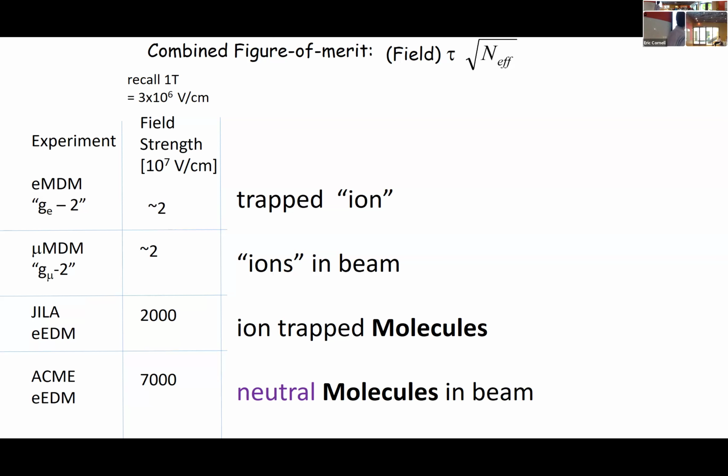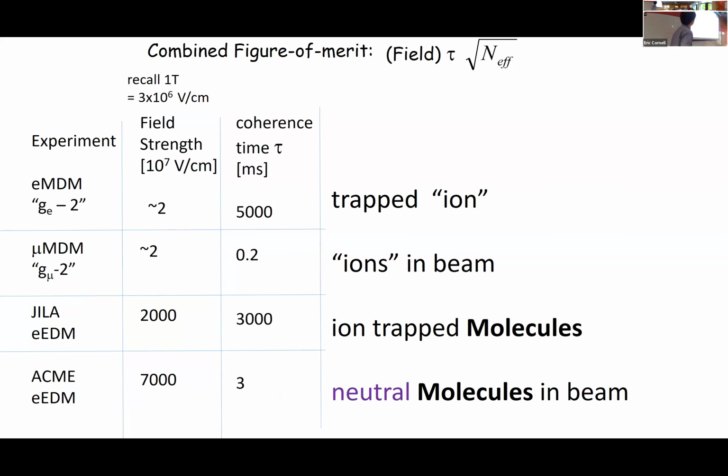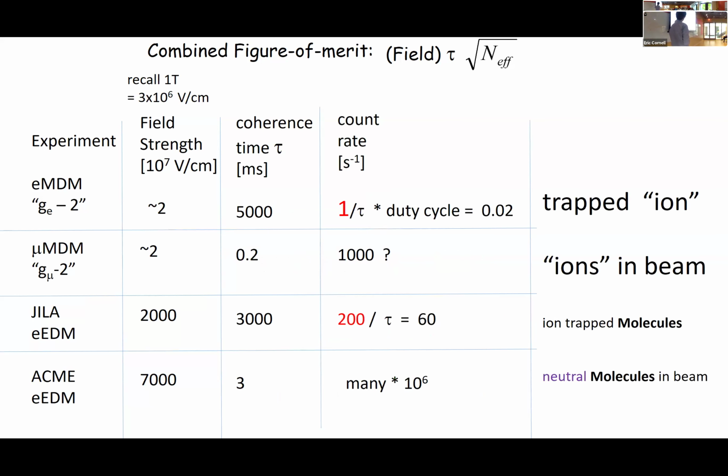Okay. We can sort of sort these experiments by the strength of the field. The EDM experiments, this is what gives them a lot of their sensitivity, have much larger fields than the MDM experiments. Remember, electric and magnetic field have the same units, so we can do this. Coherence times tend to be much longer in the trap experiments, whether it's the electron magnetic or electron EDM. The count rates, well, they're going to be low in the electron g-2 experiment because it's done with only one electron. It's going to be very high in a neutral molecular experiment because there's no space charge. Muons are sort of rare particles, sort of intermediate.